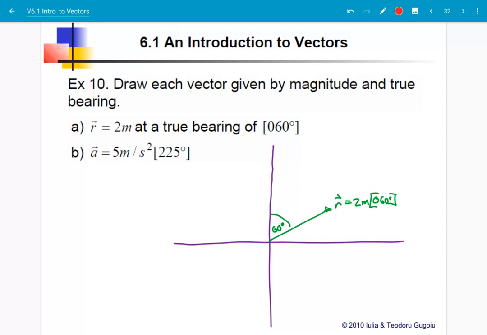Vector A is 225 degrees. So it goes here, 5 meters per second squared. So it's an acceleration, 225 degrees. And that's measured all the way around here, 225 degrees. Example 10.